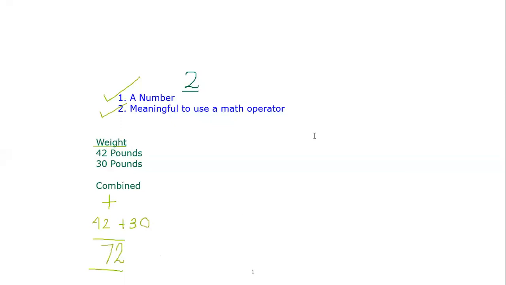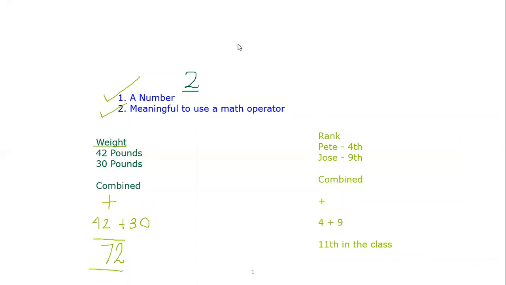Example number two. Let's talk about the rank of two students in the class, Pete and Jose. Pete stood fourth in the class, and Jose stood ninth. Would it be meaningful to combine these two with a mathematical operator and say that together, Pete plus Jose stood 11th in the class? It is not meaningful.